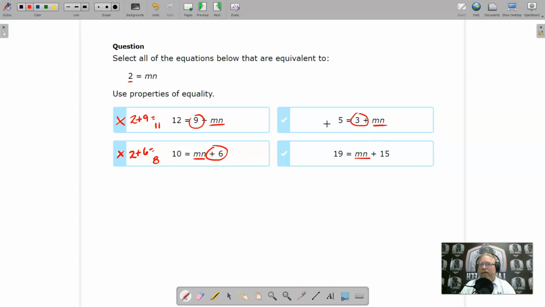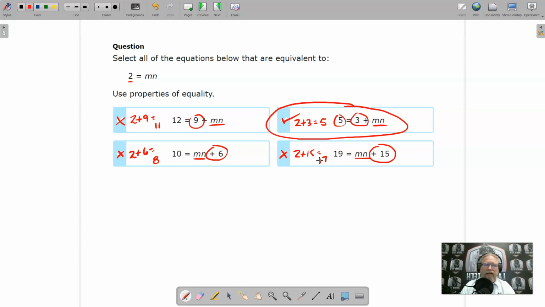Over here they're adding 3 to it, so if we have 2 plus 3 equals 5, indeed this checks out, so this is correct right here. So this one's a correct answer. And it also looks like on this one they're adding 15, so if we do 2 plus 15, well, that equals 17, right? Not 19, so this one would be incorrect as well. Our only correct answer is this selection here.